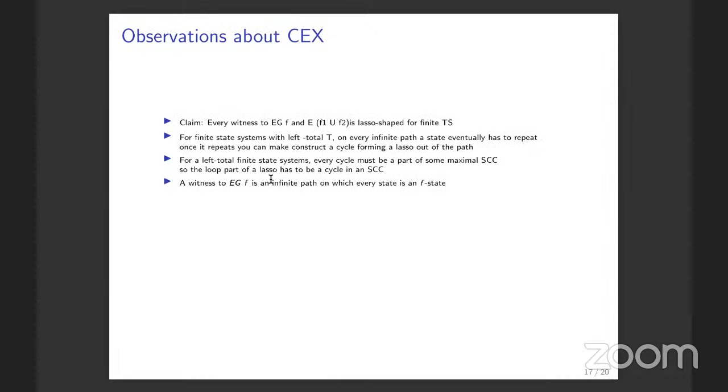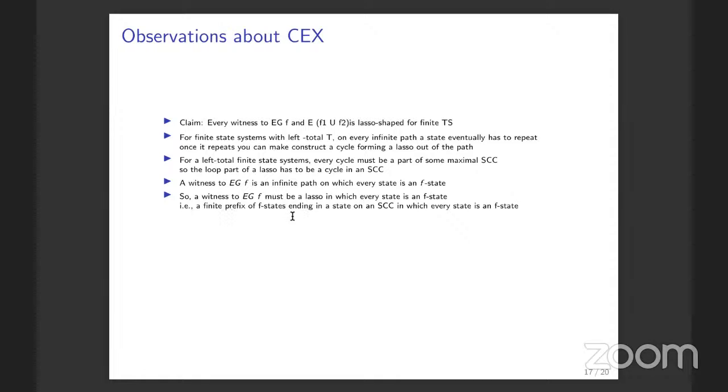So a witness to EG of F, a witness to F1 until F2 is easier, and we already discussed that, I think, last time. So a witness to EG of F is an infinite path on which every state is an F state. So a witness to EG F must be a lasso in which every state is an F state. First of all, I hope you understand what I mean by lasso, correct? Yes. Okay.